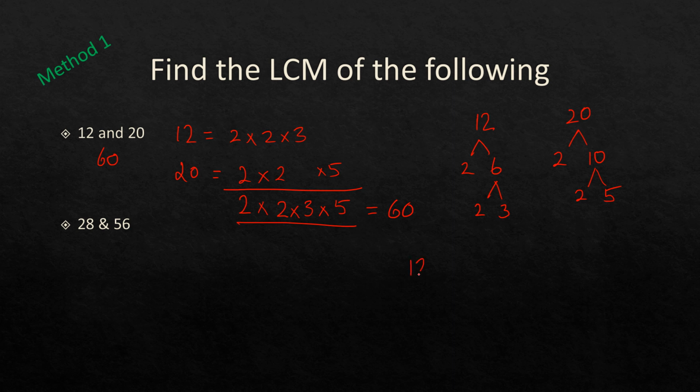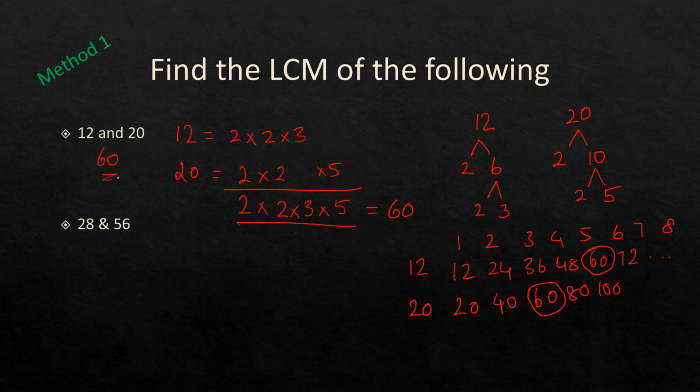Now let's quickly double check 12 and 20 by looking at the multiples. 12 times 1 is 12, 2 is 24, 3 is 36, 4 is 48, 5 is 60, 6 is 72, and it goes on. For 20: 20 times 1 is 20, times 2 is 40, times 3 is 60, times 4 is 80, times 5 is 100. We are looking for the lowest, so we start scanning, and the first common number that we get is 60. So that matches our answer. 60 is the lowest common multiple of 12 and 20.